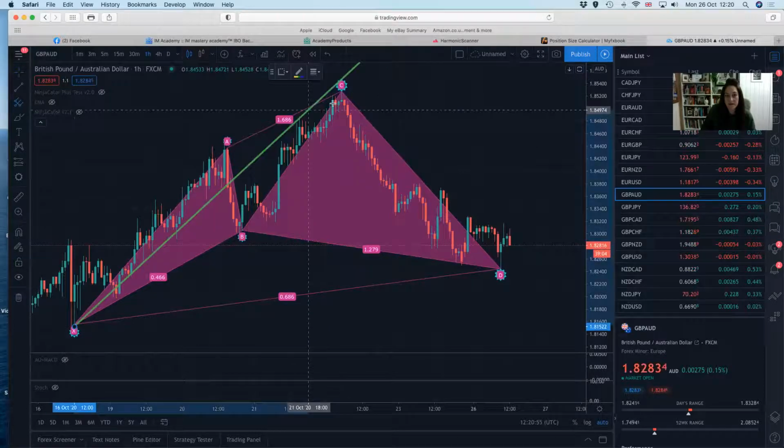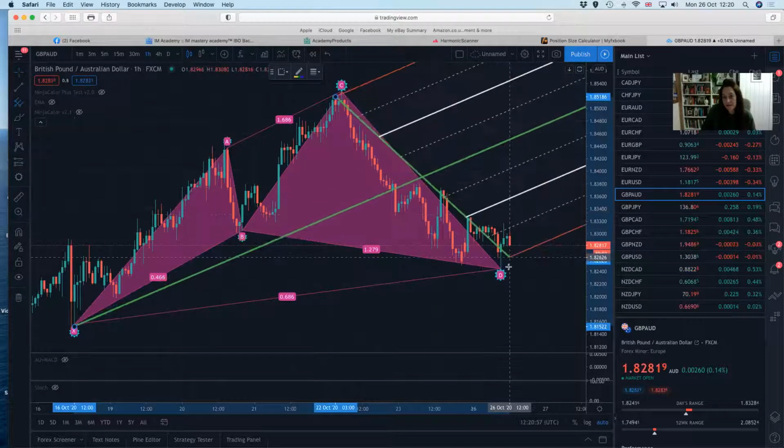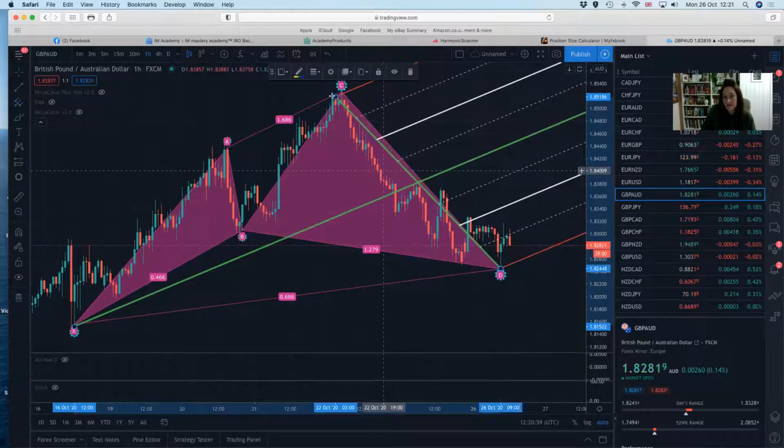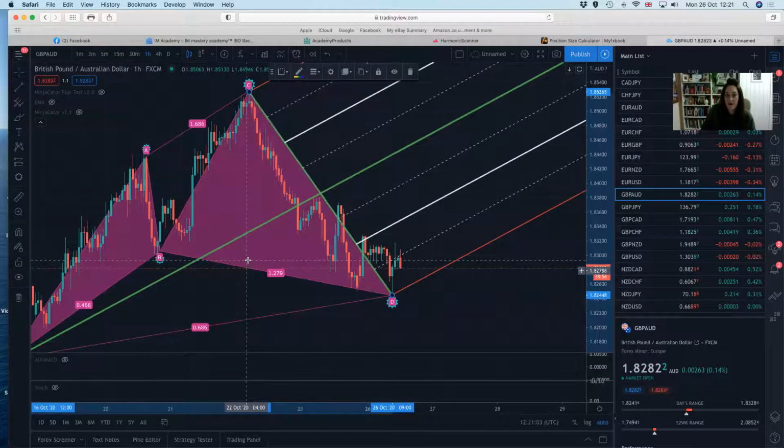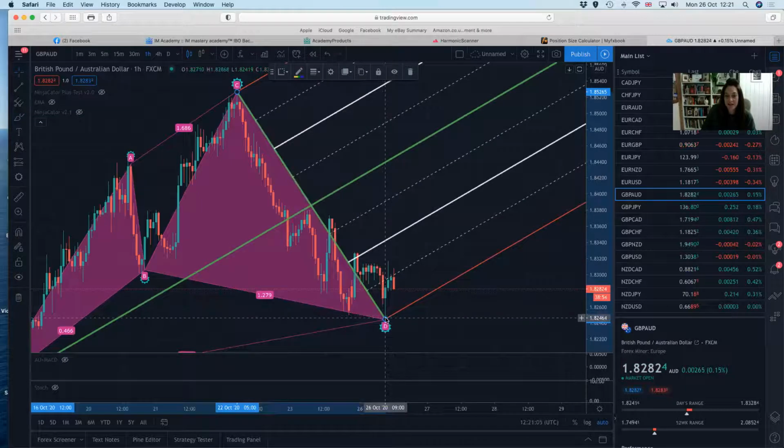So I'm going from X to C to D. There we go. And then I know that this trade is heading for this median line, okay?